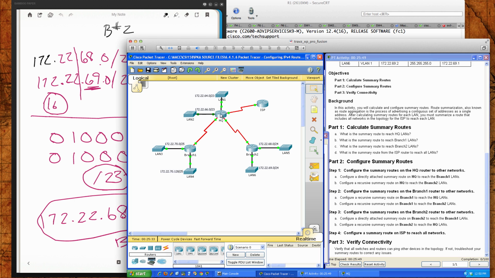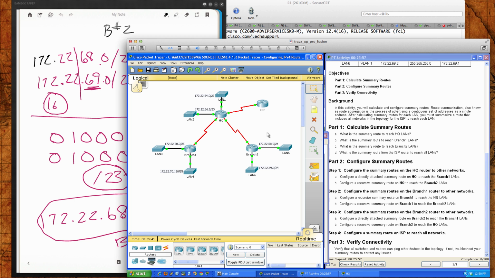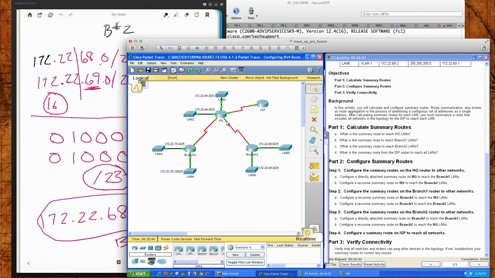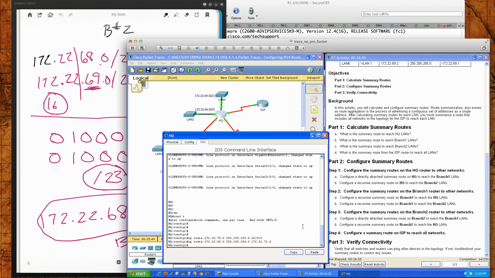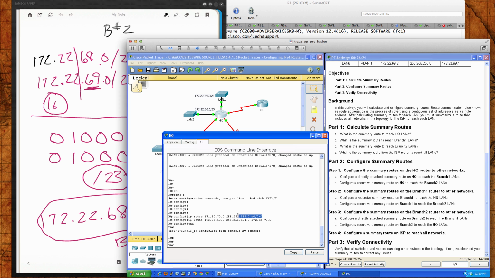So we'll say 172.22.71.6, and let me double check that. 172.22.71.6. All right, and so we'll add that one in there, and now we've jumped up to 14 as complete. Okay, so let's continue to move on here. Next we're going to have to configure the summary routes on the branch 1 router, and we'll come back and take a look at this guy in a few minutes to make sure that we've got that correct.